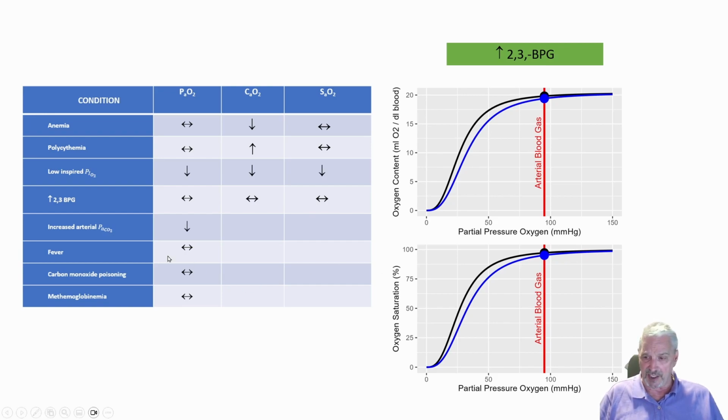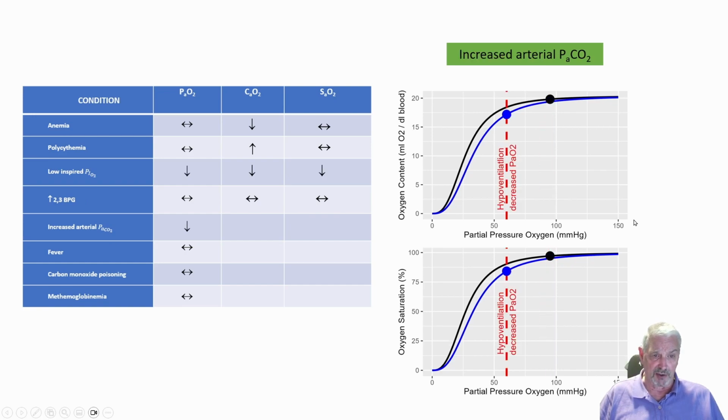Next up is an increase in arterial CO2, and you'll remember, like 2,3-BPG, that right shifts the curve. And so we're going to get this right shifted curve. But the important thing here is that an increase in arterial CO2 is what? It's hypoventilation, and so it decreases PAO2 as well.